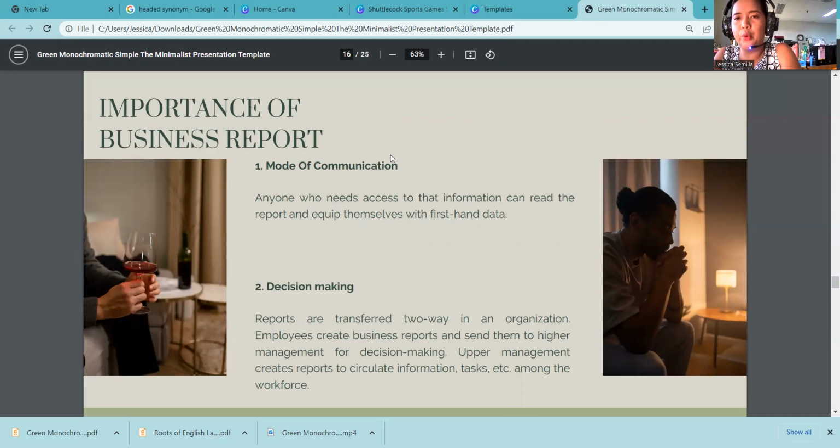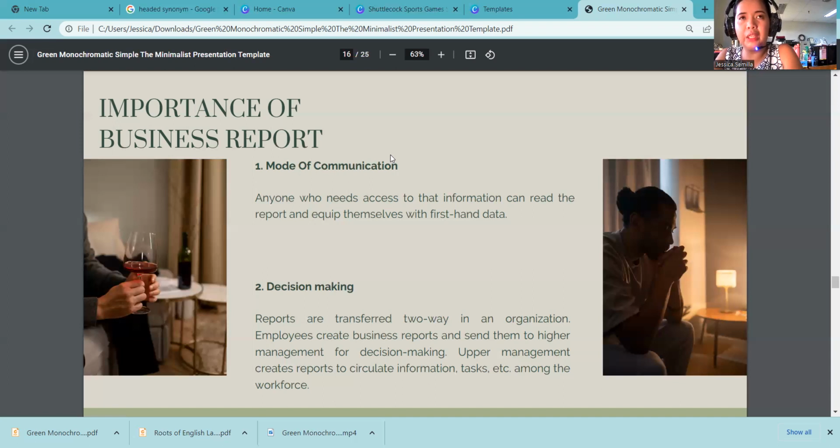As I have told you, a business report is a report that deals with numbers, deals with business, and of course, we have these types of report to have a mode of communication. One of the importance of business report is as a mode of communication. This is about accessing information that can be reported and equipping people with first-hand data. Another one is that with the use of business report, decision making can be done throughout, presenting some results.